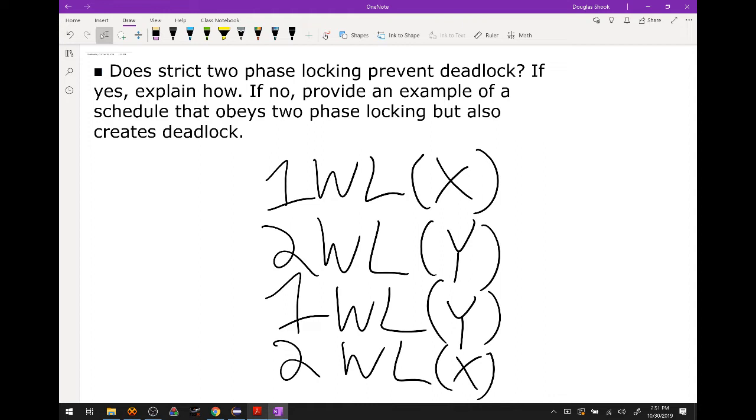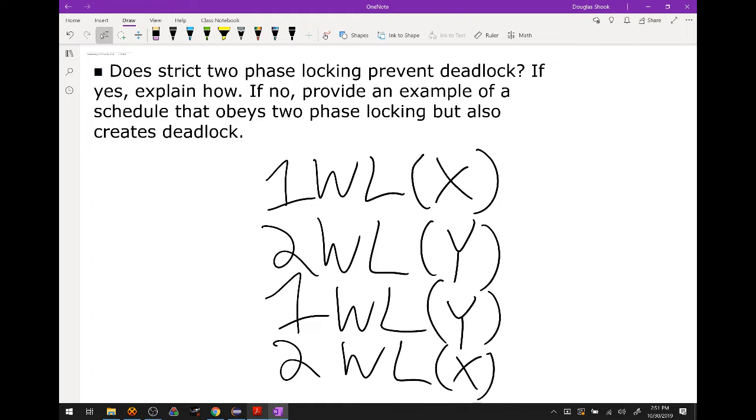Does not prevent deadlock. The fact that I am using two-phase locking does not mean that I don't have to worry about deadlock. I still have to worry about deadlock. That is still something that is a potential problem for me. That's something that we spent some time talking about in class on Monday. We talked about various techniques that we can use to deal with deadlock, and that's something that I'm going to ask you to think about on the lab as well.